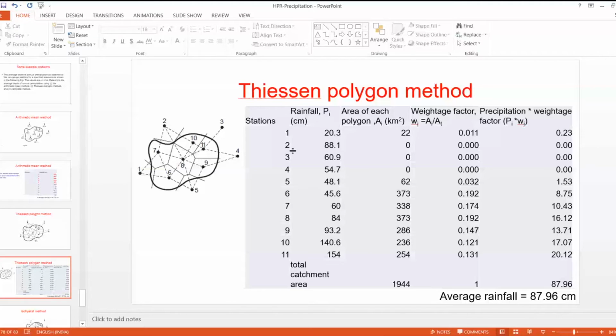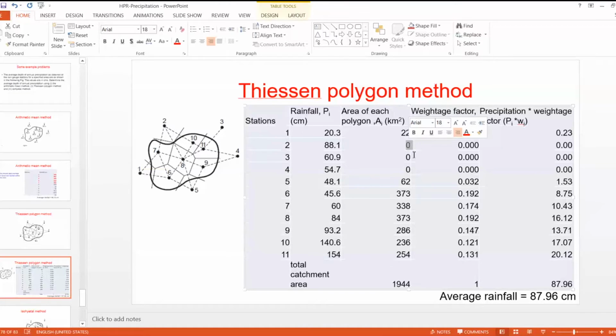Rain gauge station 2: the polygon enclosing it is completely outside the catchment area we are considering. Therefore, its area we straight away take as 0. Similarly, rain gauge stations 3 and 4, because the areas surrounding these stations are not part of the catchment area we are considering. So straight away we have taken 0 areas.